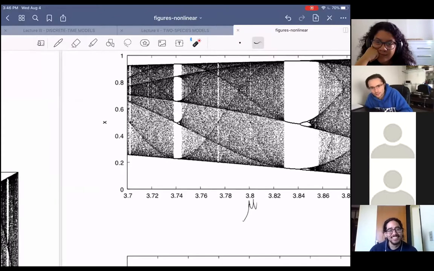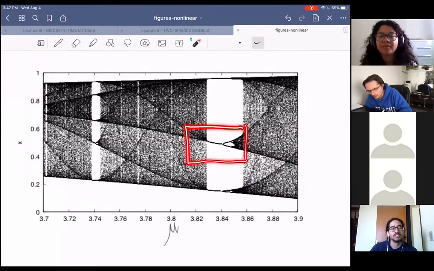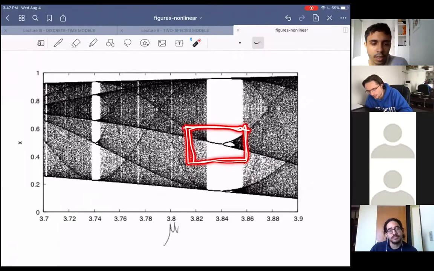Can you guys see when I highlight something on the screen, or you can't? Now you can. It's a bit lagged, but yeah, now I can. Yes, I think my connection is not very good today.